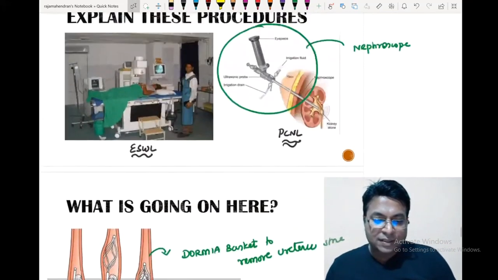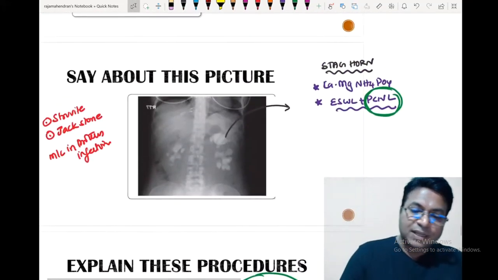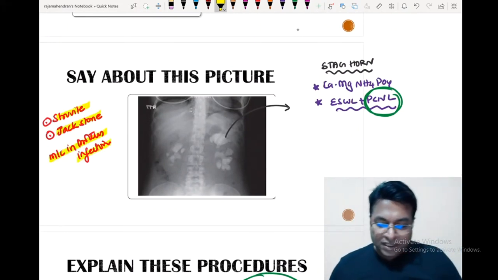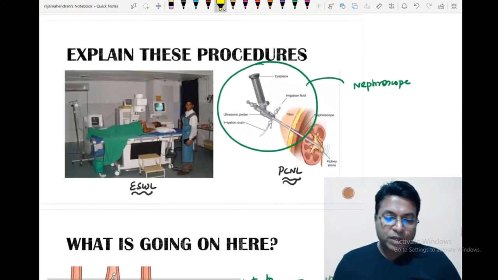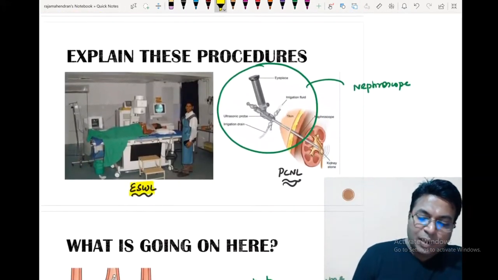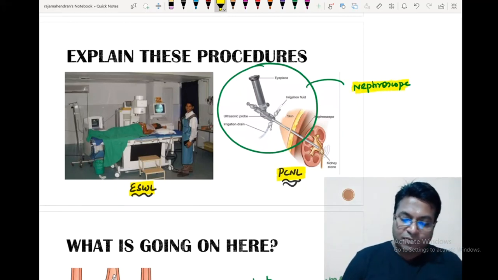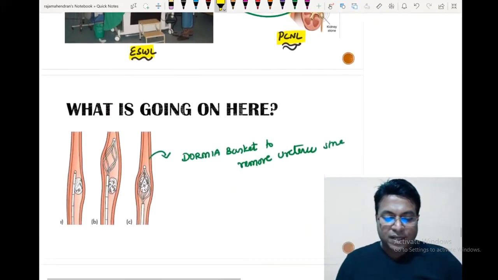Staghorn calculus is nothing but a struvite stone or jack stone. It is also known as a staghorn stone or struvite stone. It is most common in proteus infection. I have shown you the procedures. This is ESWL. This is PCNL. Please remember this instrument, the nephroscope, as it is asked as an image-based question in AIIMS.